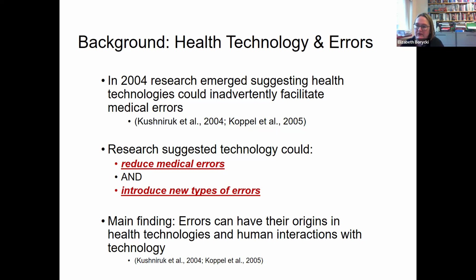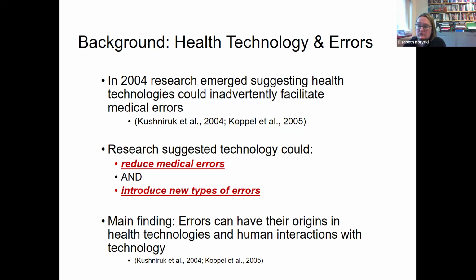So one of the big areas of research that we have here in the School of Health Information Science is the area of looking at health technology and errors. What we found is that in the past, prior to 2004, a lot of researchers identified the many different ways that technology could be used to improve safety. But in 2004, we started to see the emergence of publications that actually demonstrated that you could have technologies inadvertently facilitate different types of errors.